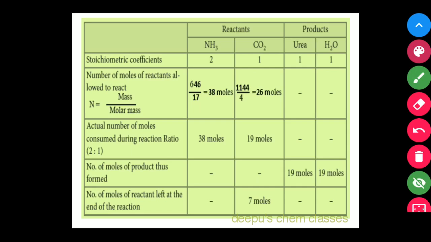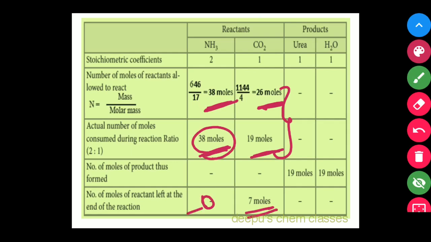Now the initial amount we are taking, ammonia is 38 moles. Then the amount consumed during the reaction is also 38 moles. Then carbon dioxide, initially we are taking 26 moles. Then the amount consumed during the reaction is only 19 moles. So what is remaining? 26 minus 19, 7 moles are remaining. And which is completely consumed? Ammonia is completely consumed because there is nil amount, 0 amount is present. So it is completely consumed.